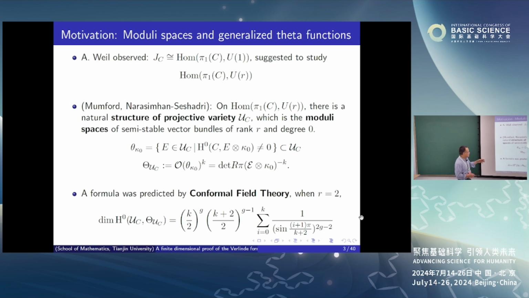So we can consider the global sections, which are the non-abelian theta functions, or generalized theta functions. It's a natural question for mathematicians: what is the dimension formula? Until now, with the help of physics, we know this formula. For example, when r equals 2, we have such a formula.